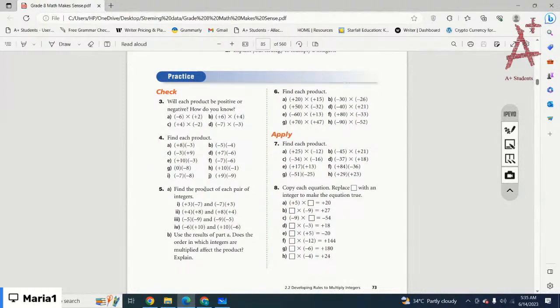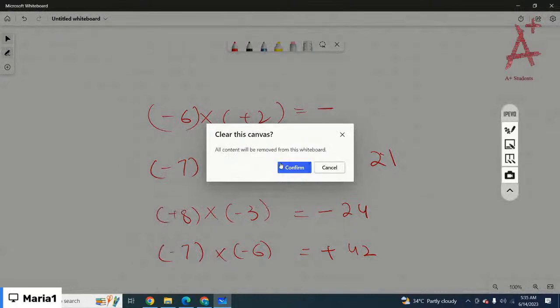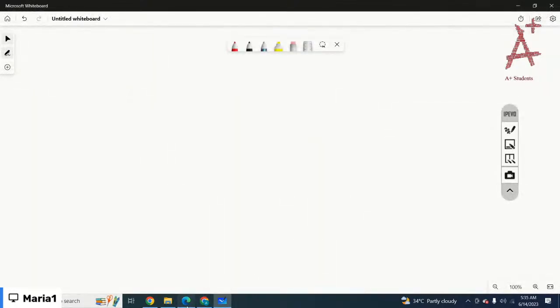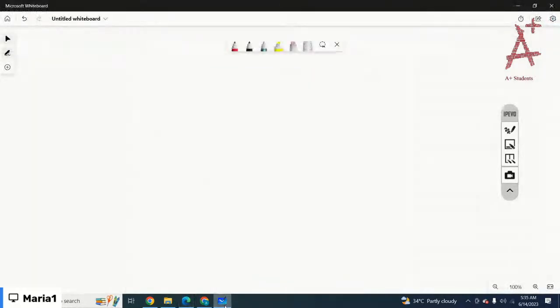Just look at question number 5. Find the product of each pair of integers. So you are given a pair of integers, and you have to find their product. Let's just start with A. Positive 3 times negative 7 and negative 7 times positive 3.